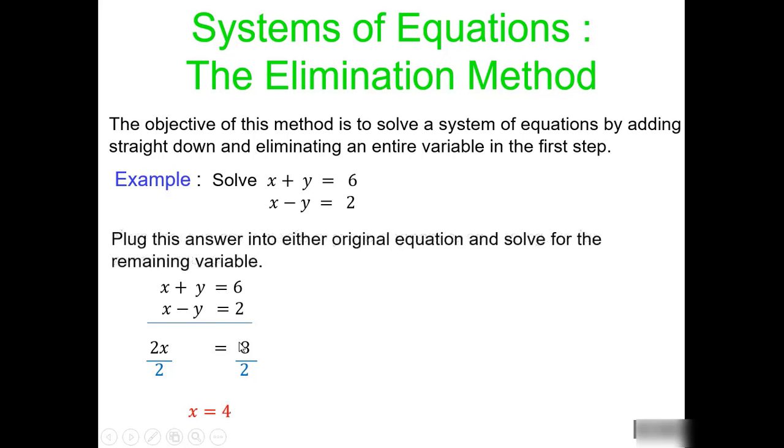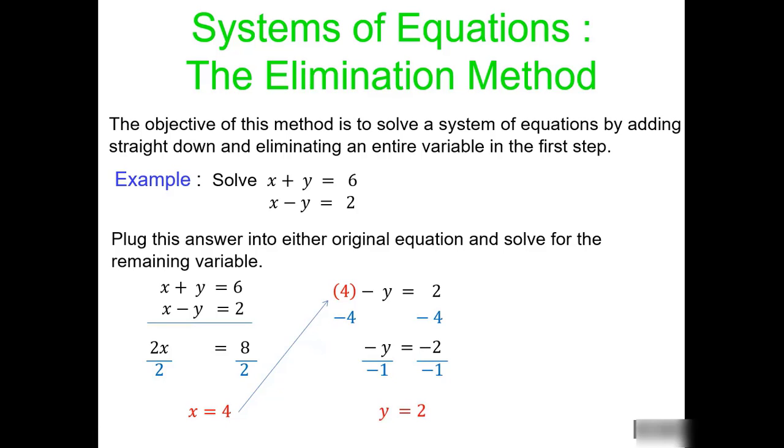So if we now plug this answer back into either of the original equations, I'll plug it into the bottom equation. Then that simply gives us 4 minus y, which is equal to 2. And therefore, when I subtract 4 to get negative y equals negative 2, dividing by negative 1 tells me that the y coordinate must be 2.